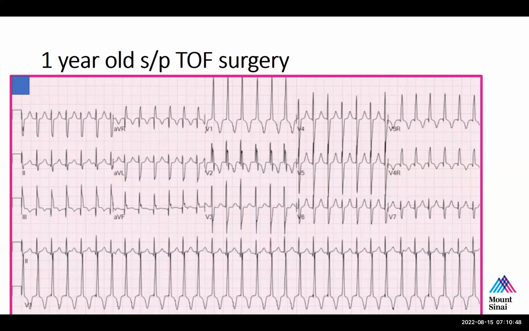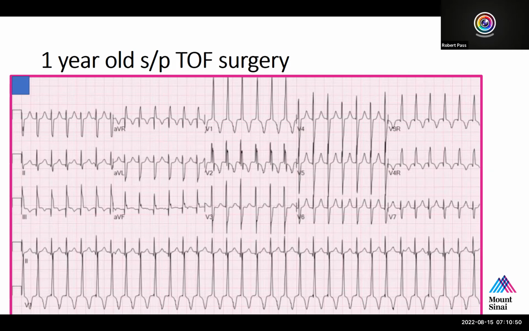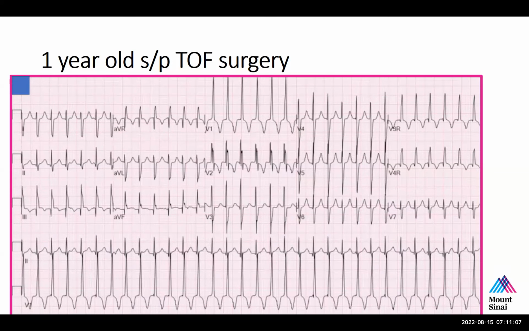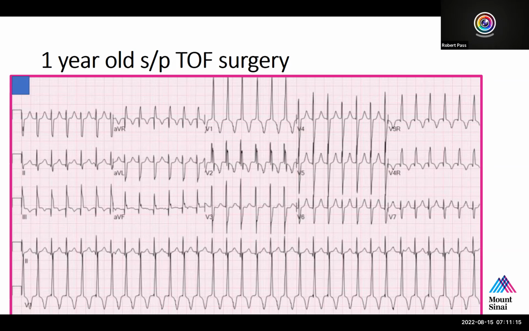I apologize, a little fuzzy, but it's clear enough, I think. So I don't see P waves, so I don't think it's a sinus rhythm. And I think the QRS looks wide. Well, yeah, it does look wide, not necessarily in all the leads, but in a lot of them. Anything else about the appearance of the QRS?